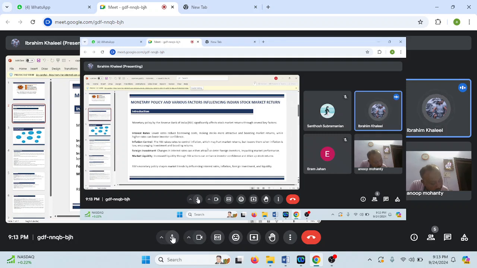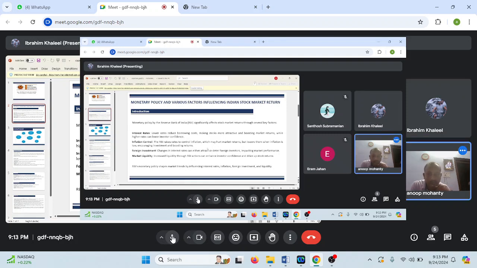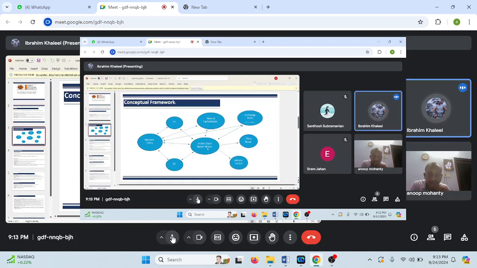These are all the factors which are going to affect or enhance the Indian stock market returns, like the interest rate, inflation control, foreign investments and market liquidity. You can go to the next. Yes, sir. This is the conceptual framework, the impact of monetary policies on Indian stock market returns. The main arrow points from the independent variables in monetary policy to the dependent variable, stock market returns.